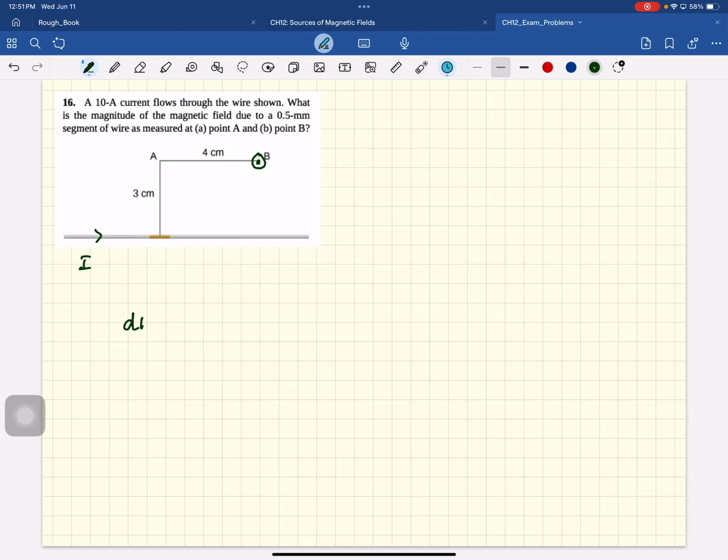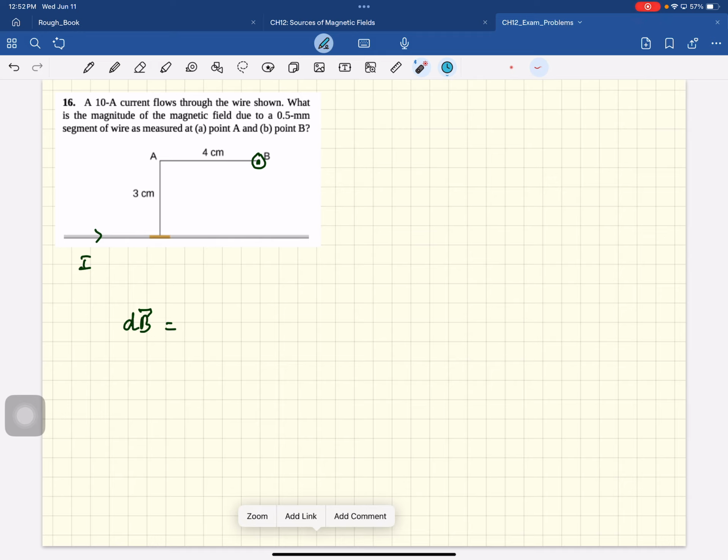So the expression is given by dB. Why do we write dB? We are saying this is one piece of the field. That's because it's the field due to this piece of wire. Then this piece of wire produces a field there, and the total field would be the sum of all those fields.